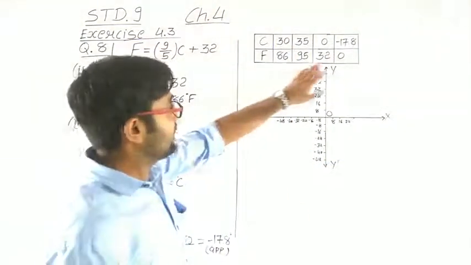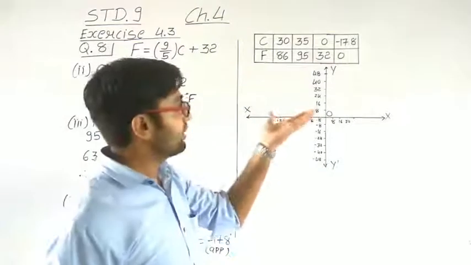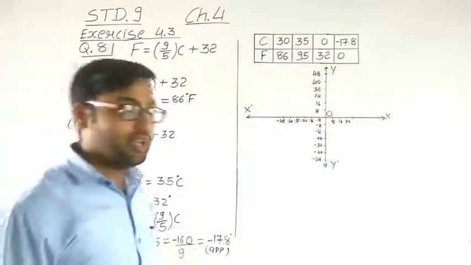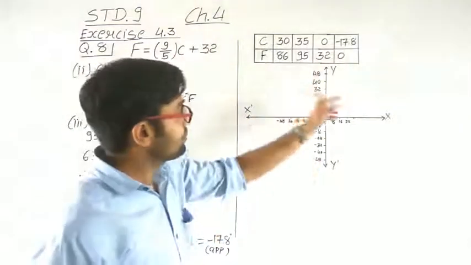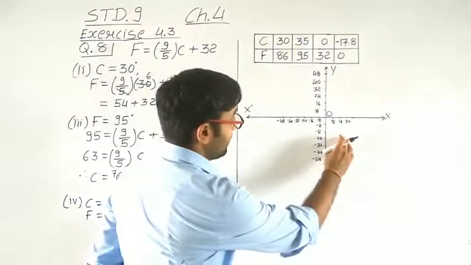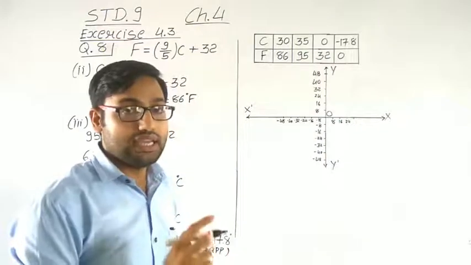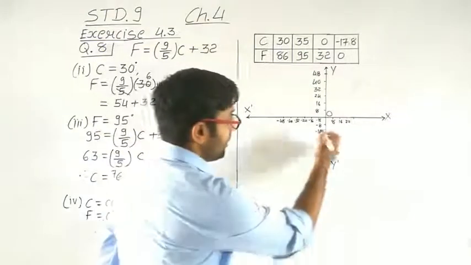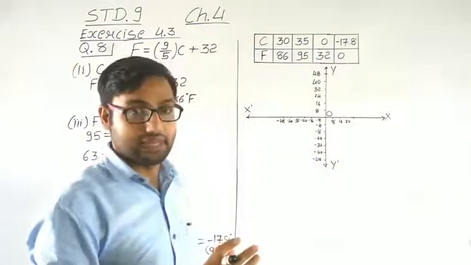So all are the points. These all are the solution of this linear equation. Now we have to locate all these points on the graph and draw the graph. In this graph we have taken a scale of 8 units. 1 unit means 8 degrees.